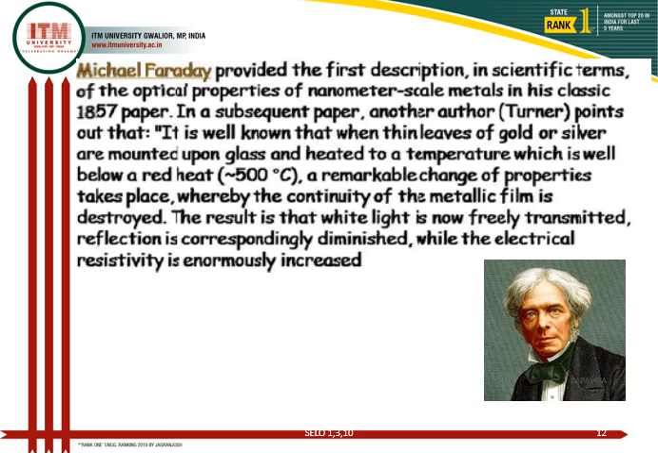that it is well known that when thin leaves of gold or silver are mounted on glass and heated at about 500 degrees Celsius, then a change in properties takes place. This change is such that the continuity of the metallic film is broken, destroyed, and hence white light is now freely transmitted. Reflection is diminished, while the electrical resistivity is enormously increased.